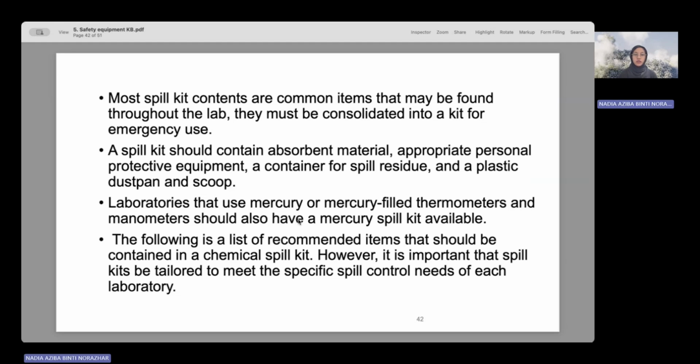Labs that use mercury or mercury-filled thermometers and manometers should also have a mercury spill kit available. The following is a list of recommended items that should be contained in a chemical spill kit. However, it is important that spill kits be tailored to meet the specific spill control needs of each lab.